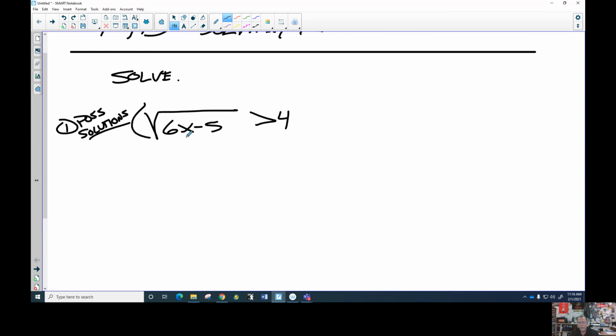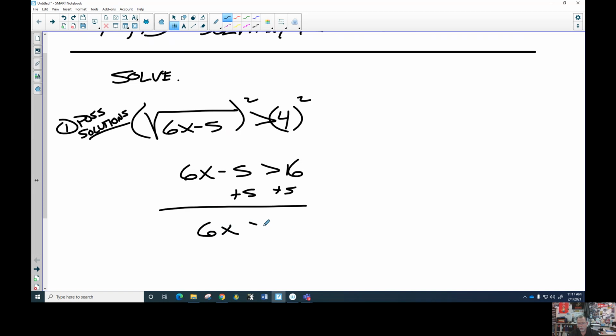This is already isolated, so we are just going to eliminate the radical. Squaring both sides, I would get 6x minus 5 is greater than 16. Solving this, I add 5 to each side, and I get 6x is greater than 21. And finally, when I divide by 6, I get x is greater than 21 divided by 6. 3 goes into both of those, so what do we have? 7 halves. So x is greater than 7 halves.